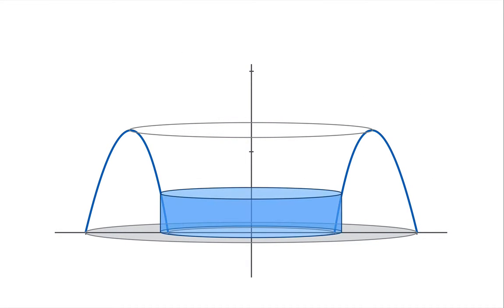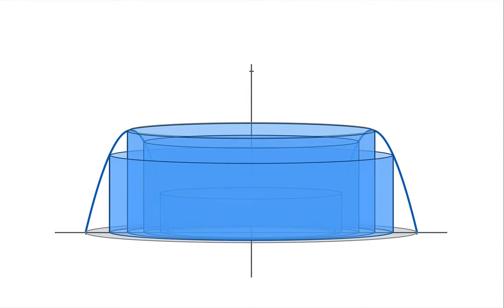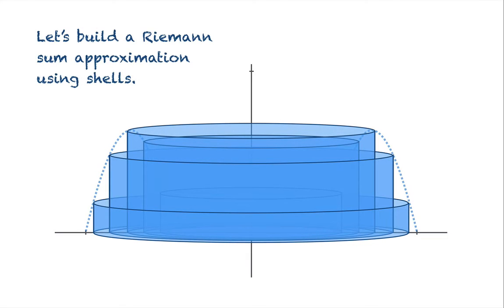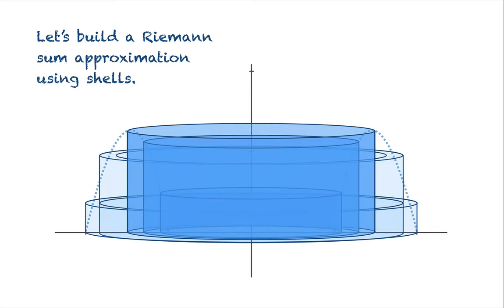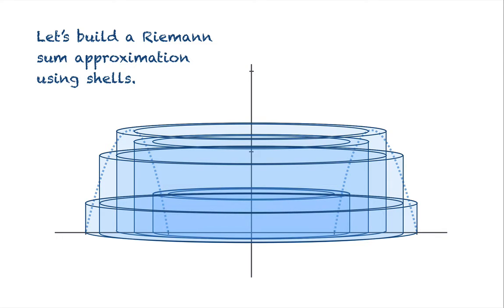Now we can imagine how to build up the bundt cake out of shells. And you'll notice these are stacking from the inside out concentrically. Let's build a Riemann sum approximation using shells. So the first thing we're going to have to imagine is how to thicken these shells up. So we're going to add up the volumes of all these shells, and that'll hopefully give us an approximation of the volume of the bundt cake.